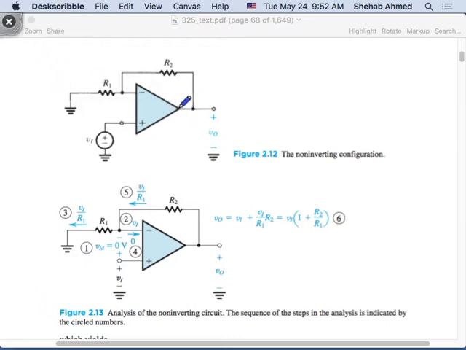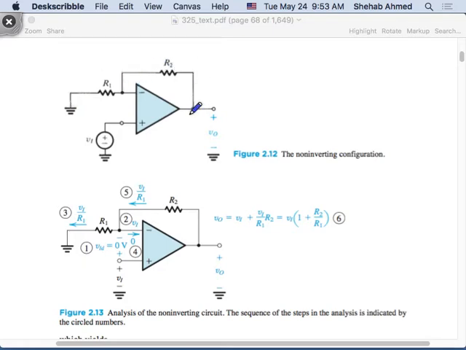Compare with the original inverting amplifier. Where did I put the input signal? At the negative terminal. In the inverting amplifier, the sensor was connected here, and the non-inverting input was connected to ground. In the non-inverting amplifier, the input signal is connected to the non-inverting terminal, and this other terminal is connected to ground. But the common thing is I still have negative feedback.